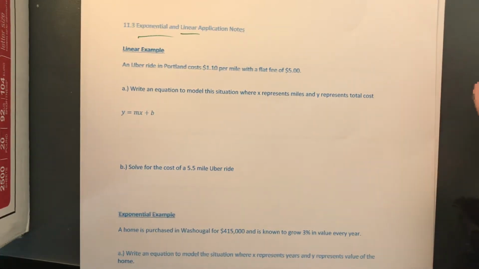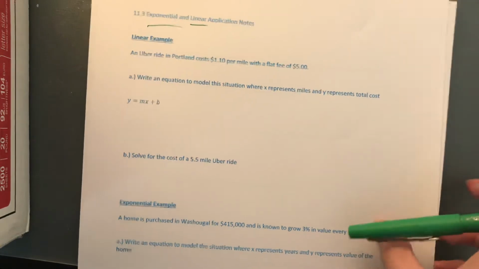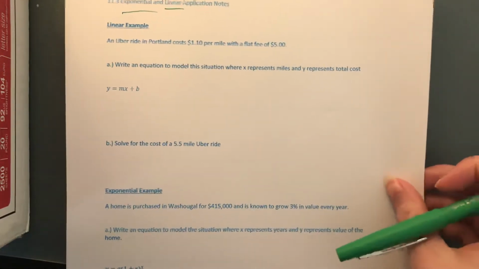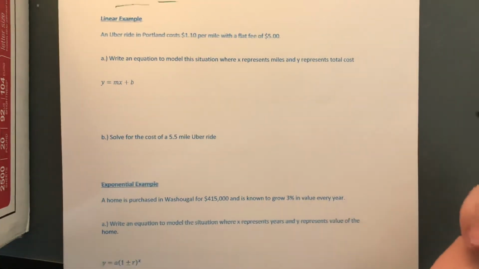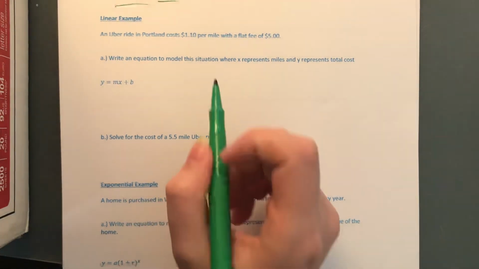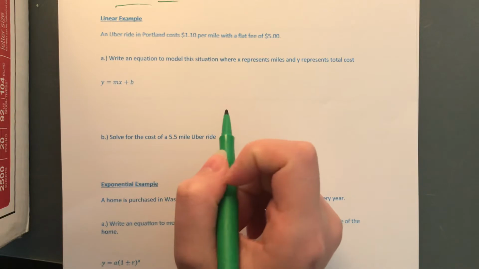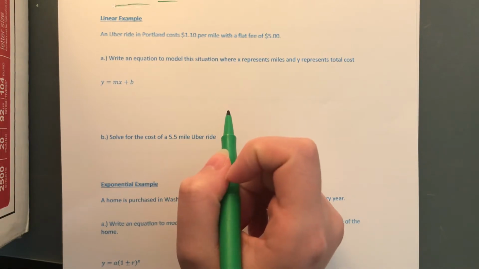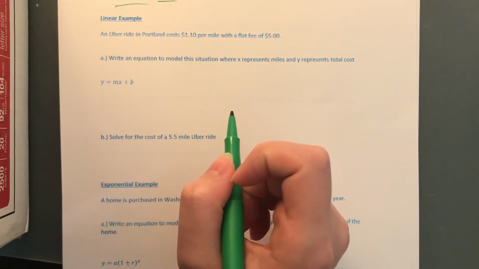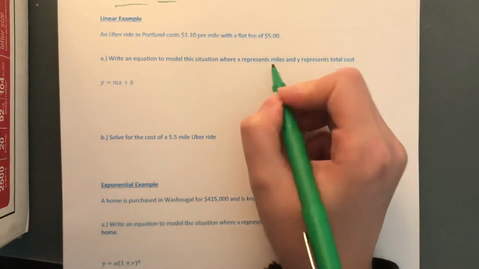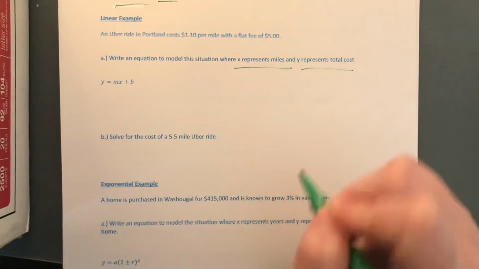At the end of the year, the last thing we talk about is comparing application problems. We're only going to do 2 this week, and then we'll do the last one next week, and that'll be our year. So, a linear example. An Uber ride in Portland costs $1.10 per mile with an additional flat fee of $5 for the ride. Write an equation to model this situation. X represents miles, and Y represents total cost.